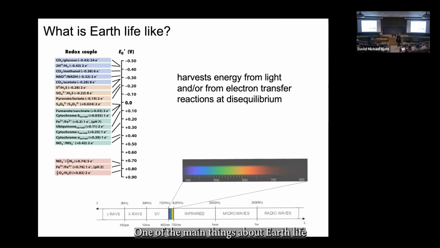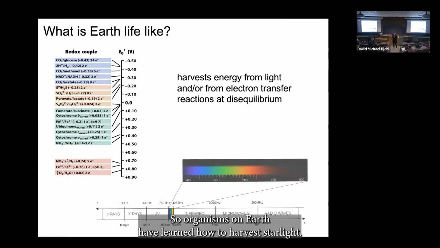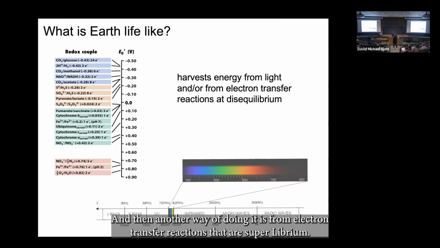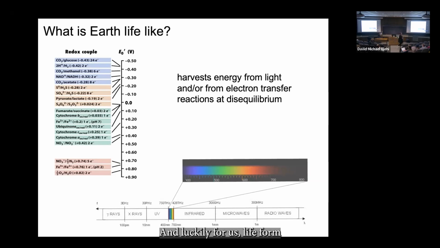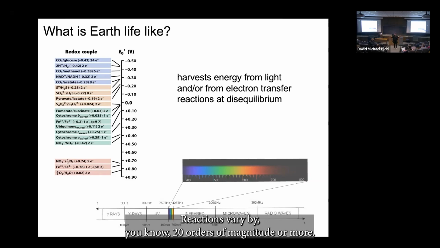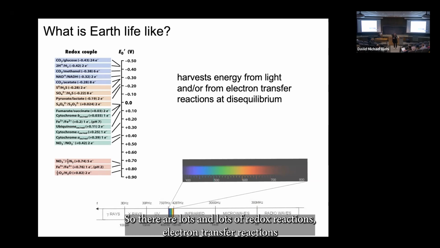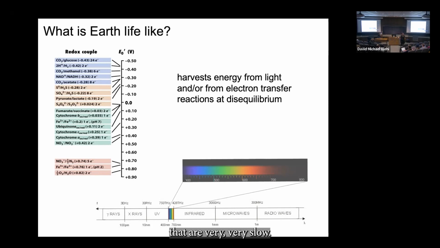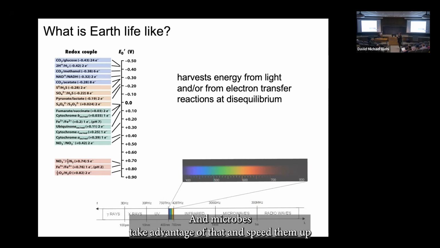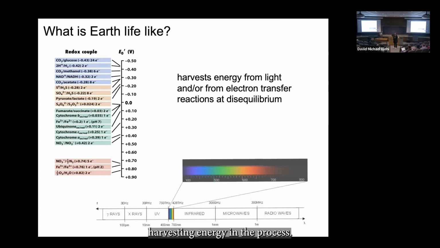One of the main things about Earth life is that there are two ways of making energy. One way is from starlight. So organisms on Earth have learned how to harvest starlight. And then another way of doing it is from electron transfer reactions that are at disequilibrium. And luckily for us, the rates of redox reactions vary by 20 orders of magnitude or more. So there are lots and lots of redox reactions, electron transfer reactions, that are very, very slow. And microbes take advantage of that and speed them up, harvesting energy in the process.